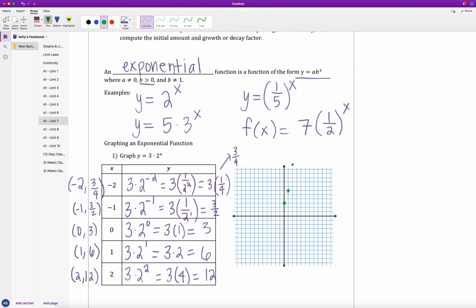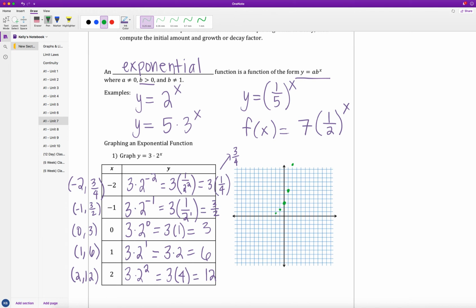Now for the fractional values, we can still plot them, they just might not be exact. So -1, 3 halves would be to the left 1, and then 3 halves is equal to 1.5, so it would be halfway between 1 and 2. Then -2, 3/4 would be below 1, since 3/4 is less than 1, so I'm going to put it about there. So we have 5 points so far.